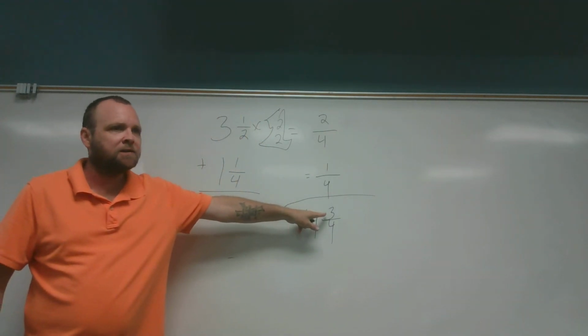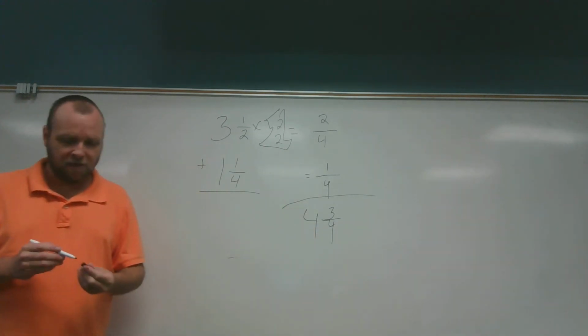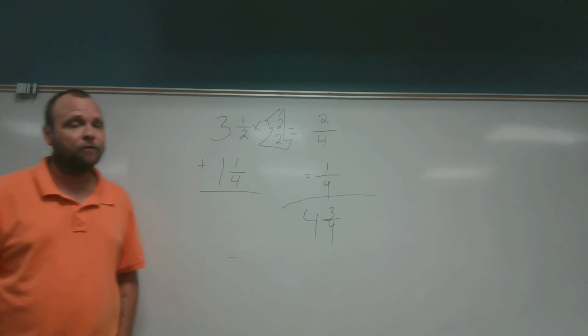The bigger number is the whole number. The number on top is the numerator. And the number on the bottom is the denominator. Now you do.